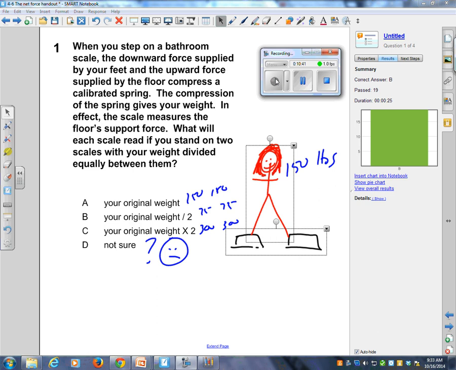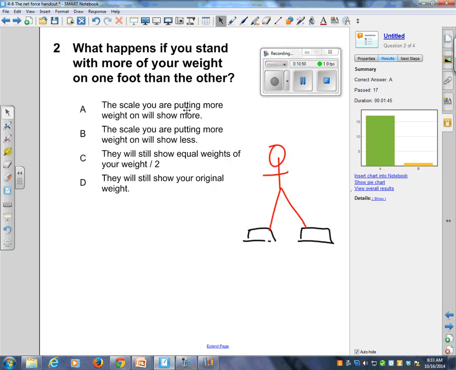100%, yay, you get it. Yes, it's going to be your original weight divided by 2. B. It's going to be A. The scale you're putting more weight on will show more, right? You're leaning into it. Who put B? I can check later.